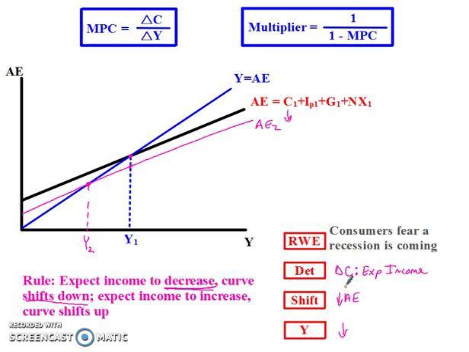That's the example that we just did here. If we expect income to increase in the future, if I expect to be making more money in the future, then I will start spending right now today in expectation of that higher income, and the curve will shift up right now today. So that's our rule.